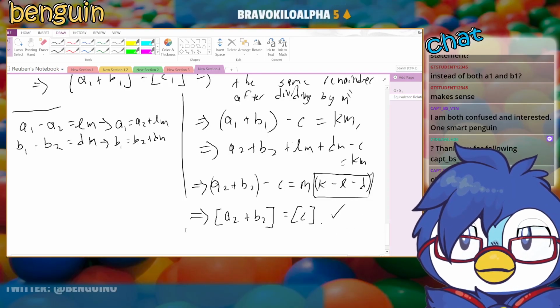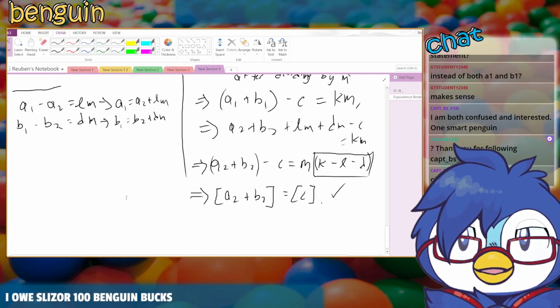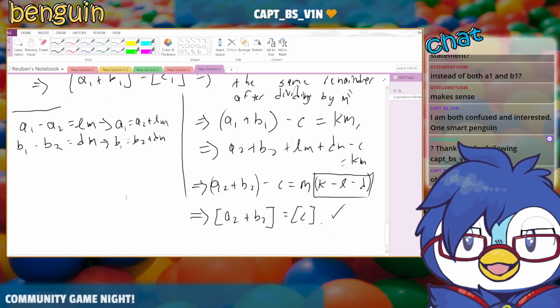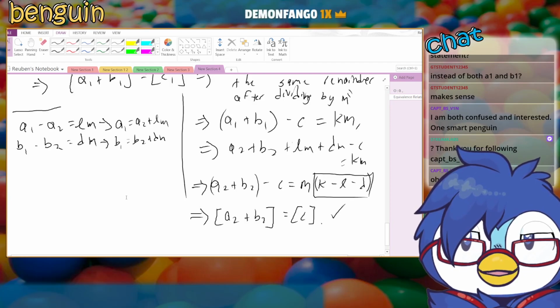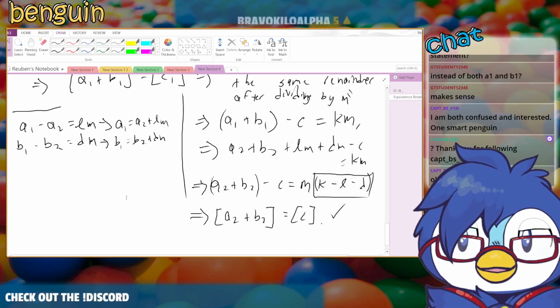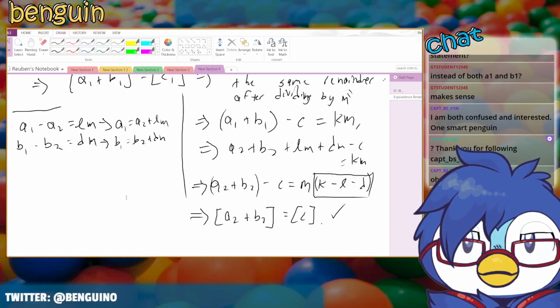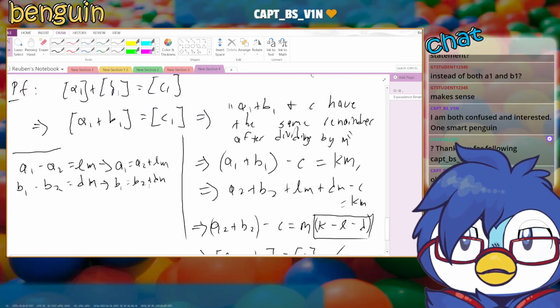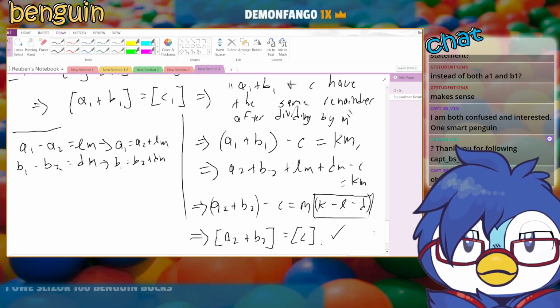Hopefully that makes sense. All we did was shuffle a lot of things around algebraically, but in the end we know that it works. That's the gist of it here. Are there any questions about this proof? If anyone has any questions.